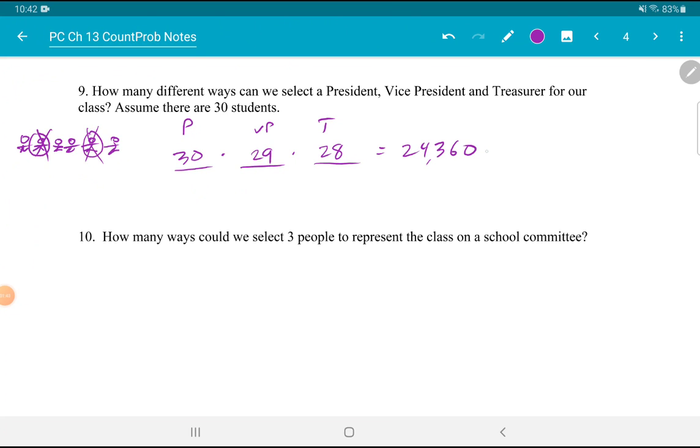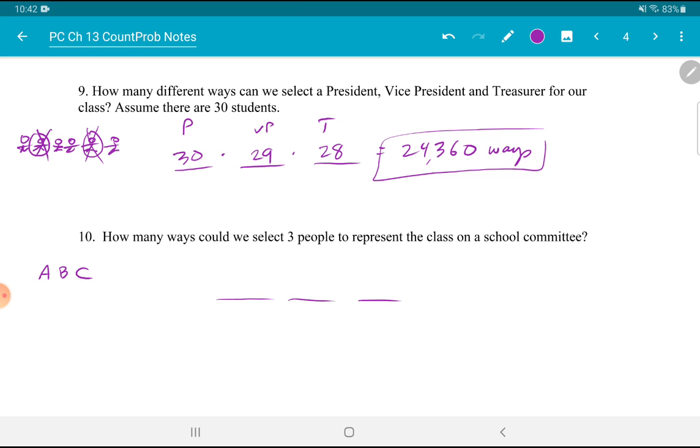Okay, now let's take a look at problem number 10. Let's see how this one's different. How many ways can we select 3 people to represent the class on a school committee? Okay, so if we have a school committee, again, instead of drawing stick figures, let me actually think of the people as letters, okay? So let's say we have person A, person B, and person C.